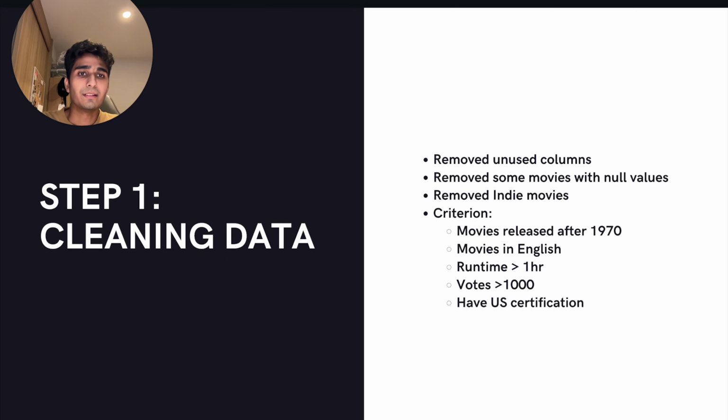And also one of our criteria is that we decided to include movies only after 1970 because then our data would be too big. Our movies are also mostly in English language, and runtime should be greater than 1 hour. And the movie should also be popular enough, having more than 1,000 votes.